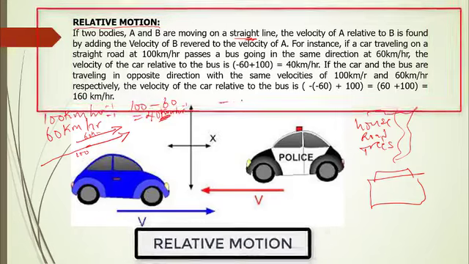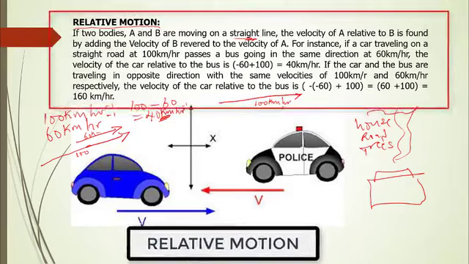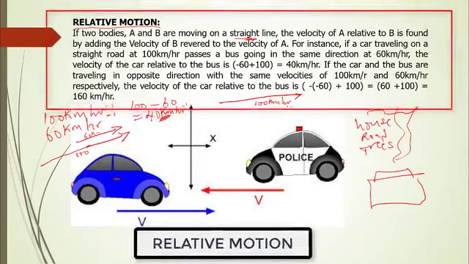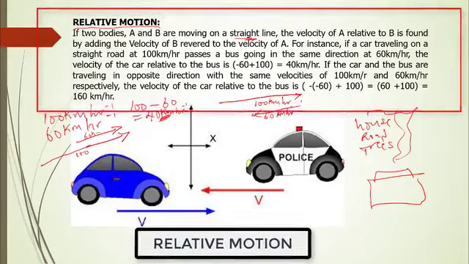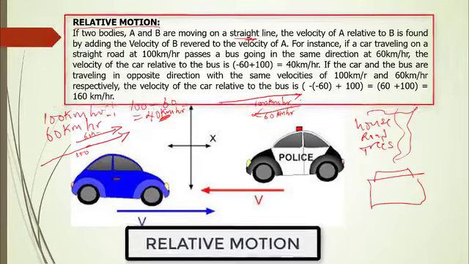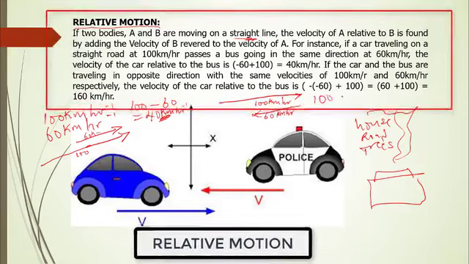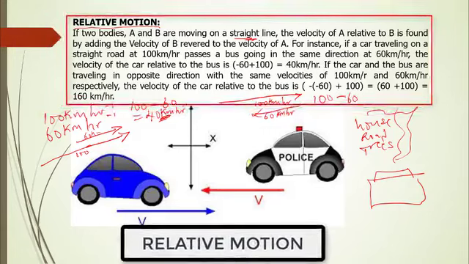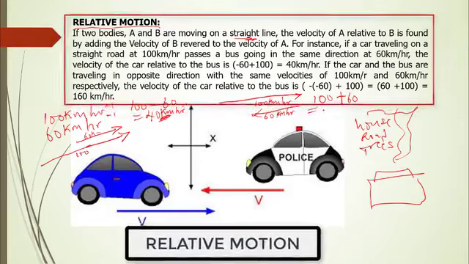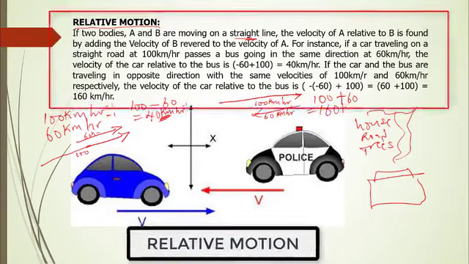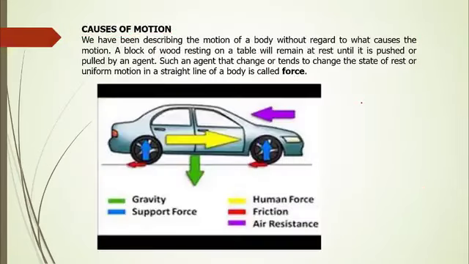But what if both of them are going in opposite directions? Let's say this one is 100 kilometers per hour, going in this direction, the right hand side, and this one shorter, 60 kilometers per hour. Both of them are going in opposite directions. How do we calculate their relative motion? It's simply going to be the bigger plus the smaller velocity. You add the velocities together if they are moving in opposite directions, and that's going to give us 160 kilometers per hour. And that's it for relative motion.